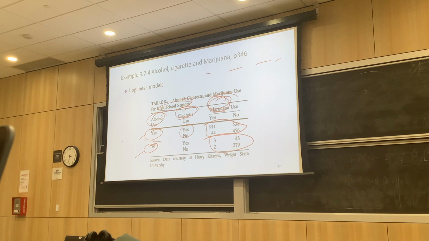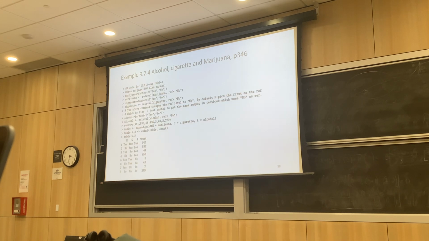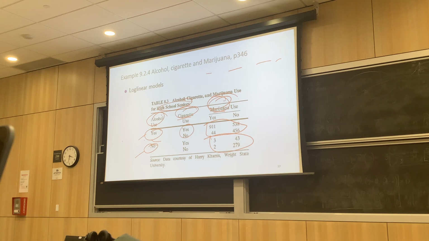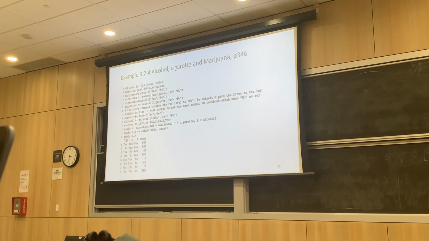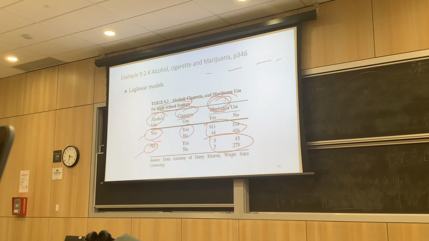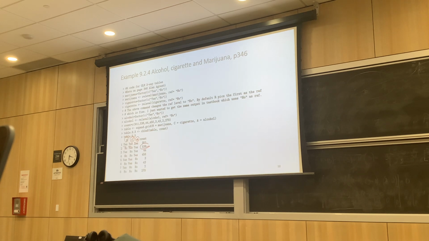I put the data in this format, the data frame format. So one variable is marijuana yes, cigarette yes, and alcohol yes, and for that there were 11 people. Then yes, yes, no, we had this many people. I wanted to put it that way so that you can compare these two. Now we ask R to predict these counts using these three variables.